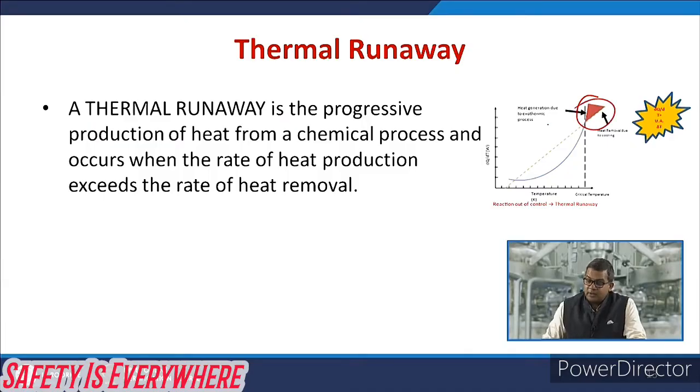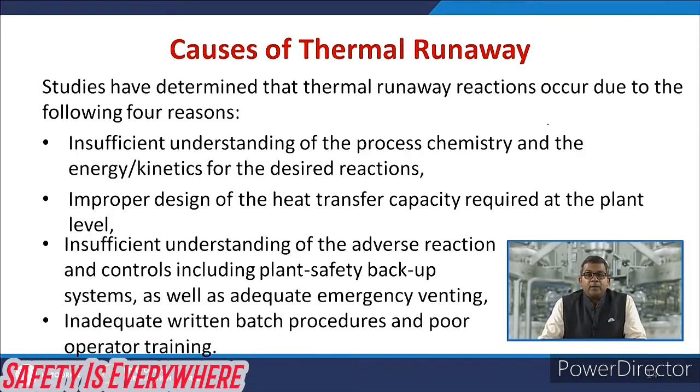In the past, several accidents took place because of this thermal runaway aspect. Now remember, a thermal runaway is the progressive production of heat from a chemical process, and it occurs when the rate of heat production exceeds the rate of heat removal. So that means a certain imbalance took place between the cooling aspect and the heat production aspect, because the exothermicity is known. So you can analyze this scenario and take the appropriate measures to control this catastrophic approach.